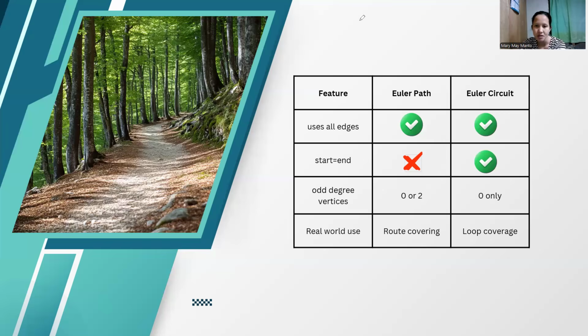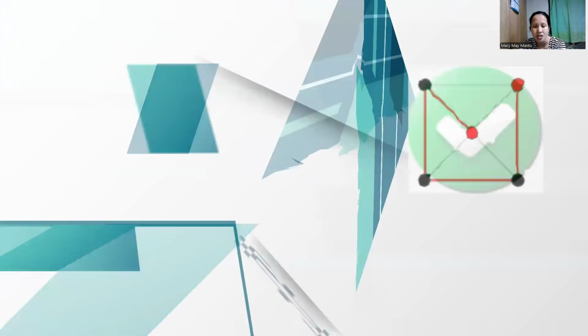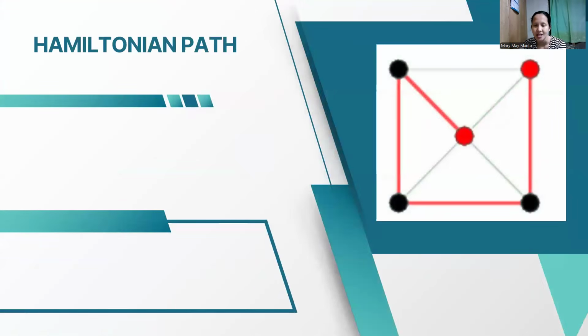Okay, let's go to our another topic. This is about Hamiltonian. Okay, there are 2 concepts as well that it is important to remember: the Hamiltonian path and Hamiltonian circuit.